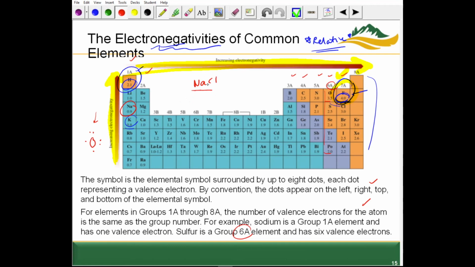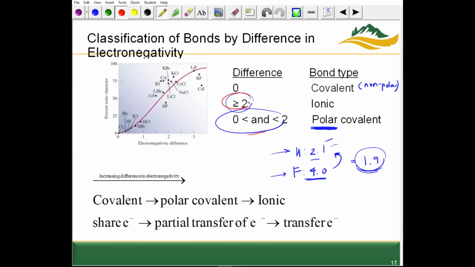Sodium is a metal. It has an electronegativity of 0.9. Chlorine is a non-metal. Its electronegativity is 3.0. 3.0 minus 0.9 is about 2.1 difference. That's why this is an ionic compound. There's such a large difference in electronegativity between sodium and chlorine. So as we see very large differences in electronegativity, that's when we're getting into the range of ionic compounds.